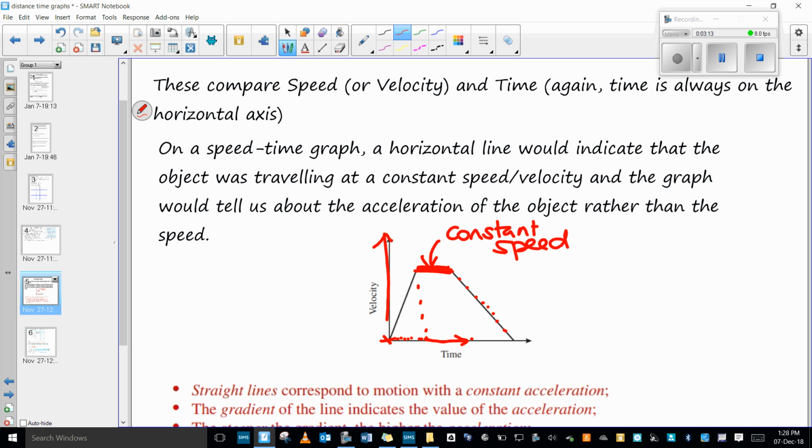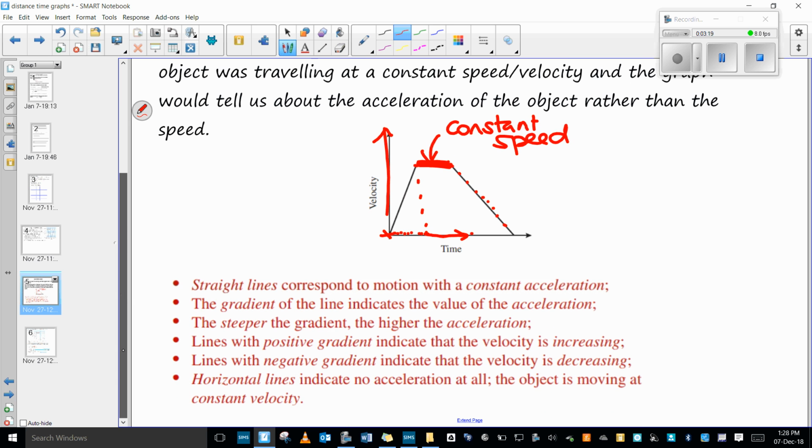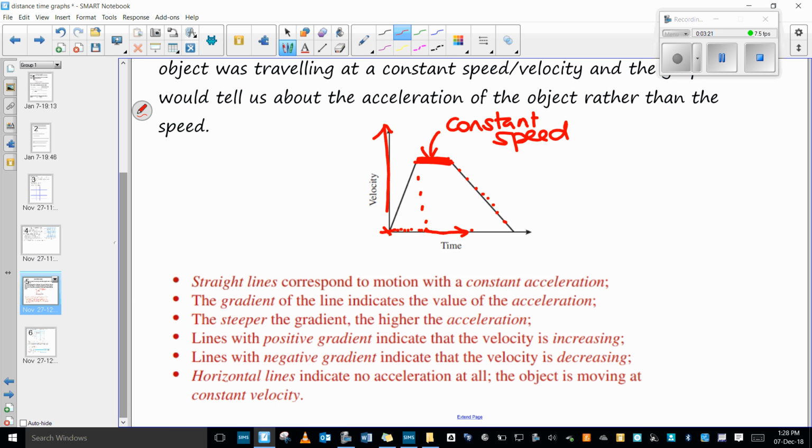Right, so as it says here, the graph tells about the acceleration of the object rather than the speed. So here are some helps for you. Straight lines talk about that we've got constant acceleration. Okay, so these are straight lines. They don't mean horizontal, any straight line. The gradient of a line indicates the acceleration.